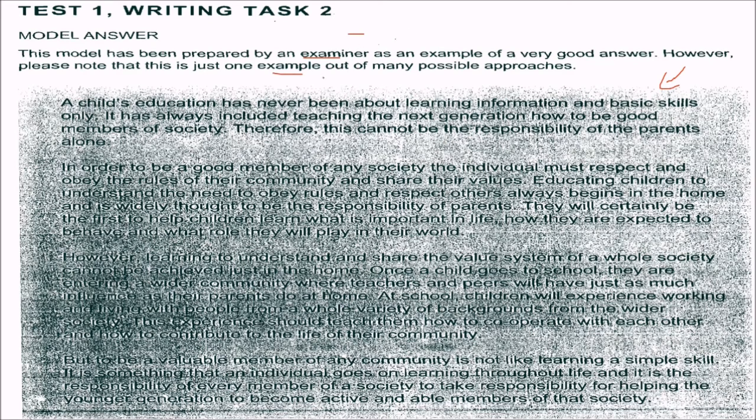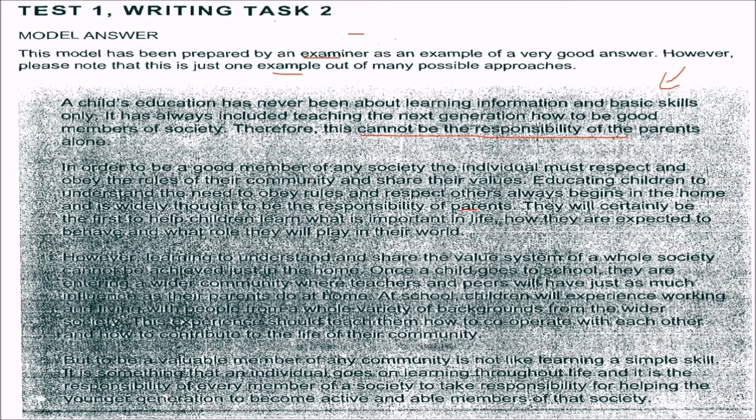A child's education has never been about learning information and basic skills only. It has always included teaching the next generation how to be good members of society. Therefore, this cannot be the responsibility of the parents alone. In order to be a good member of any society, the individual must respect and obey the rules of the community and share their values. Educating children to understand the need to obey rules and respect others always begins in the home and is widely thought to be the responsibility of the parents.